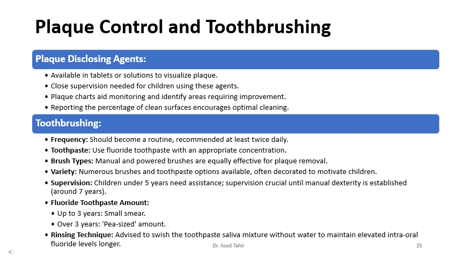Supervision. If you're under 5, you'll need some grown-up help. And even after that, it's good to have someone watch until you're around 7 and can brush on your own. Fluoride toothpaste amount. For littles, a tiny smear is enough for kids under 3. For older kids, a pea-sized blob is perfect for those over 3.